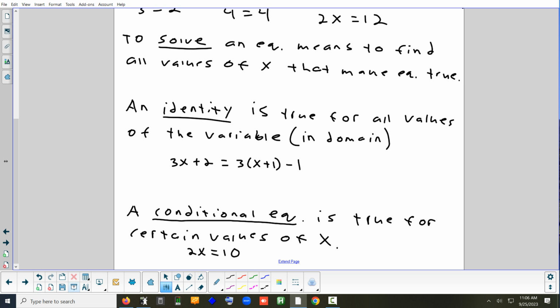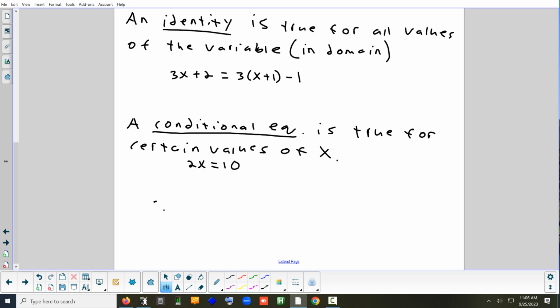And the only one I didn't put up here was a contradiction. That's usually when you end up with something like 2x plus 6 equals 2x plus 9. Well, if you just look at that from a common sense point of view, you can't double a number and add 6, and then double a number and add 9 and get the same result. If you double a number and add 6, and you want to get the same result, you need to double the number and add 6. You can't add something different and ever get the same answer. So if you subtract 2x from both sides, you get 6 equals 9. That's not true. So that's a contradiction.